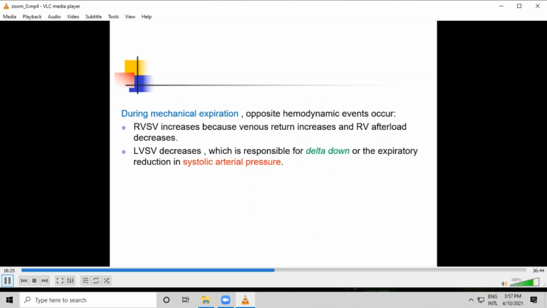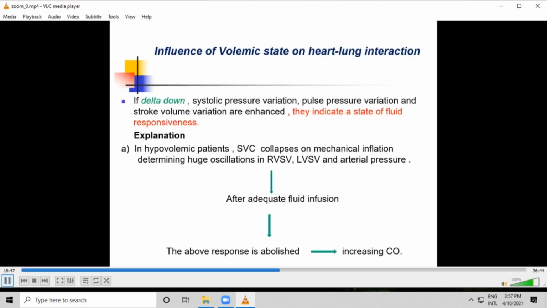So during mechanical expiration, opposite hemodynamic events occur. The right ventricular stroke volume increases because venous return increases during expiration and RV afterload decreases. And the left ventricular stroke volume decreases during expiration, which is responsible for delta down, or the expiratory reduction in systolic arterial pressure. So this is the influence of volemic state on heart-lung interaction, and how the volemic state will have this influence on interactions. Let's see one by one.